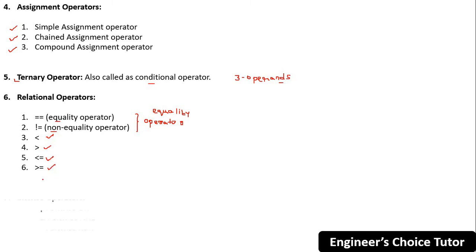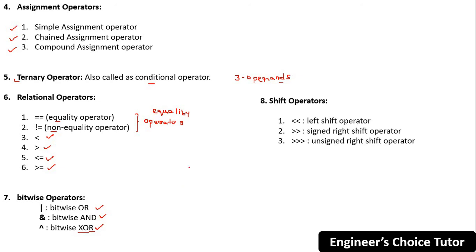The seventh one is bitwise operators. In this we have bitwise or, bitwise and, and bitwise XOR, right? Is it clear? And the last one we will cover is shift operators. So the first one is the left shift operator, two less than symbols, right? This is the left shift operator. Then we have the signed right shift operator. Then we have the unsigned right shift operator.